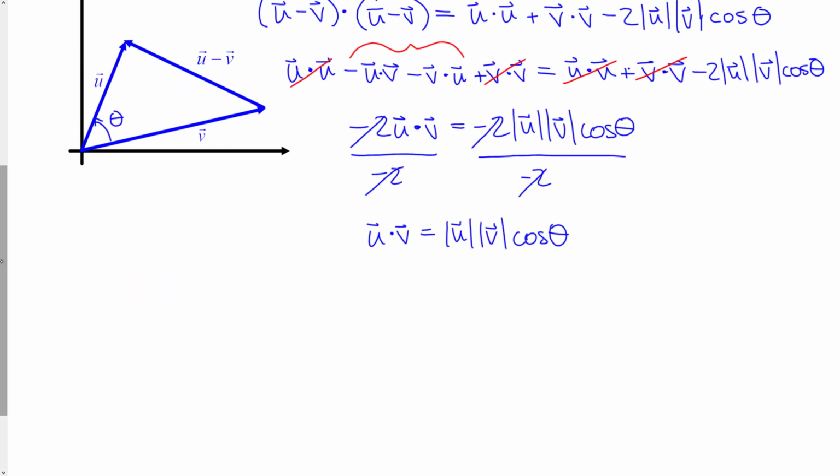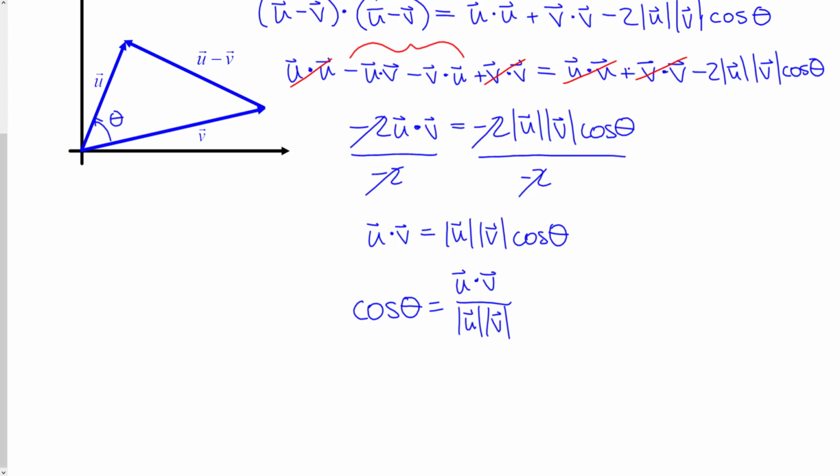And if we just divide both sides by the magnitude of u times the magnitude of v, we arrive at our formula. And there we have the proof.